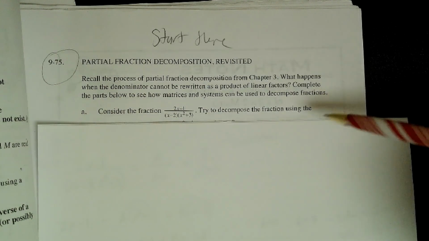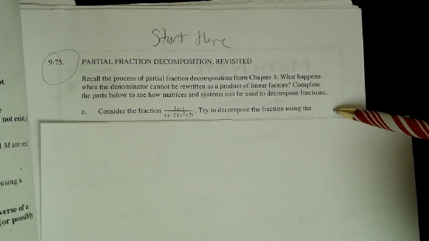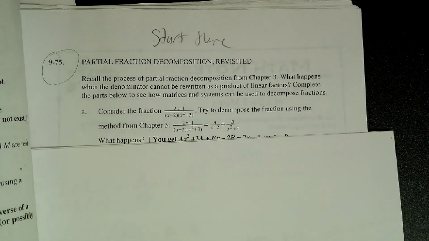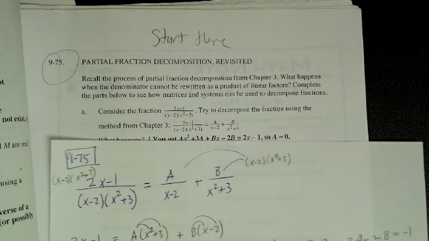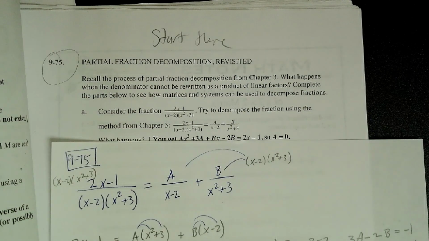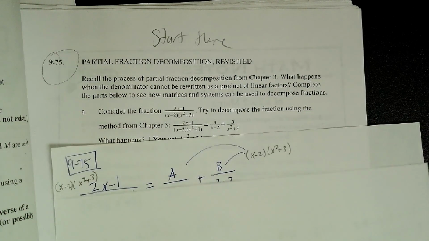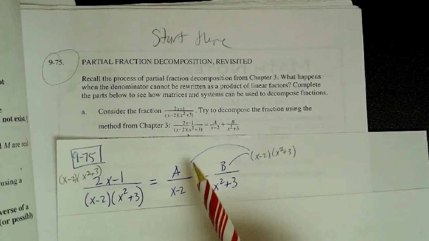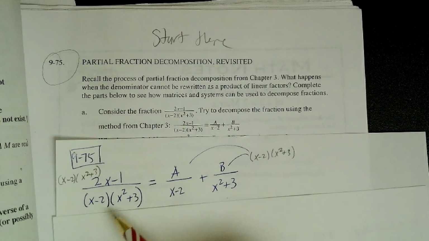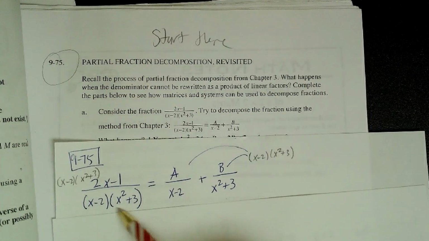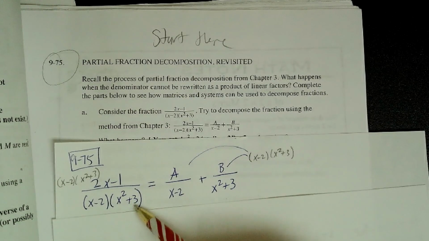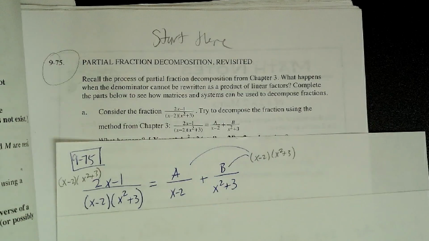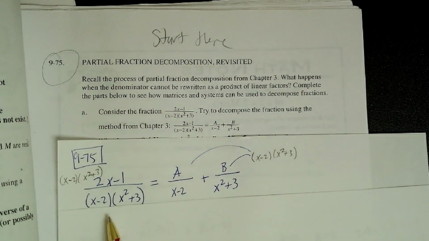It says, consider this fraction and try to decompose the fraction using the method from chapter 3. So I went ahead and tried that. If you don't remember the method from chapter 3, what we do is break it into the two factors. We can't factor x squared plus 3 anymore. It's an irreducible quadratic, it doesn't factor.